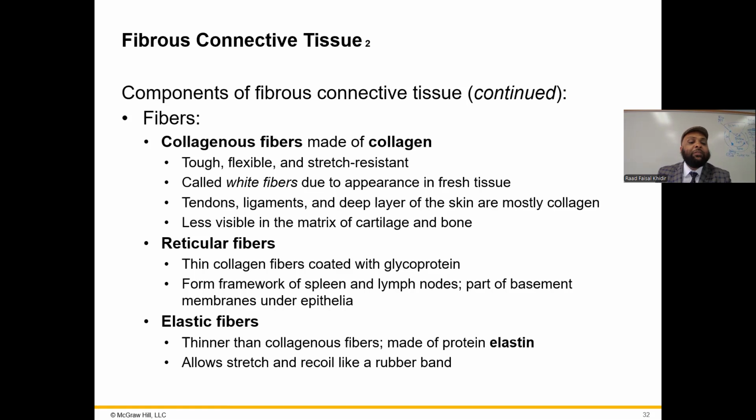There are reticular fibers. These reticular fibers are thin collagen fibers coated with glycoprotein. They form the framework of the spleen and lymph nodes, and part of the basement membrane under the epithelium.